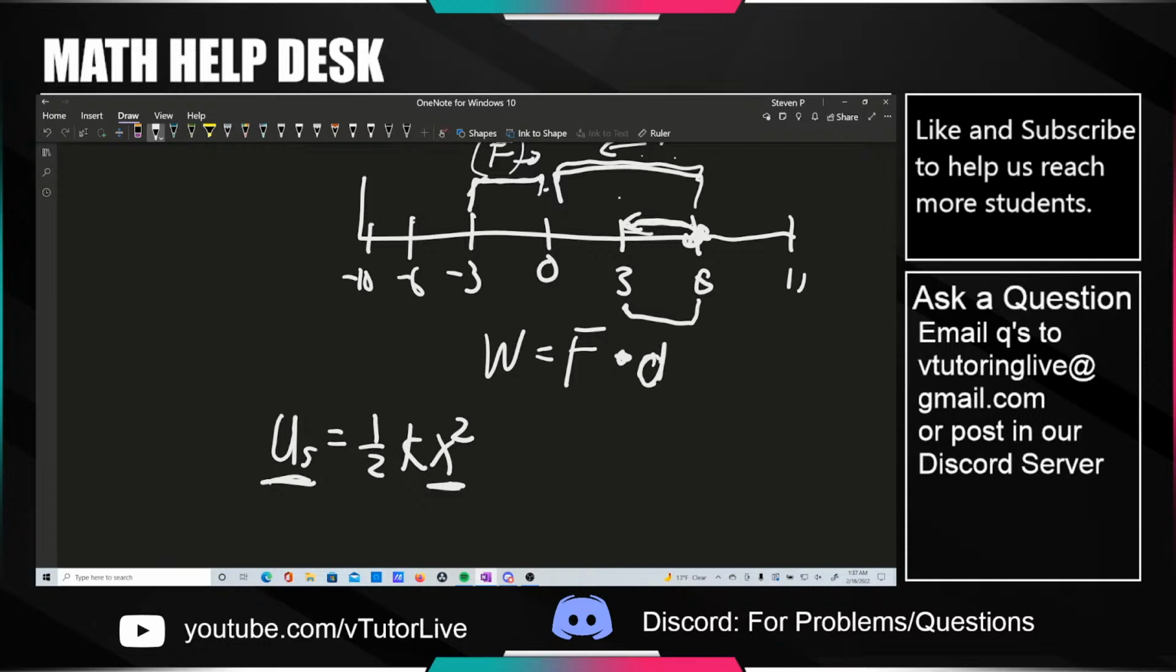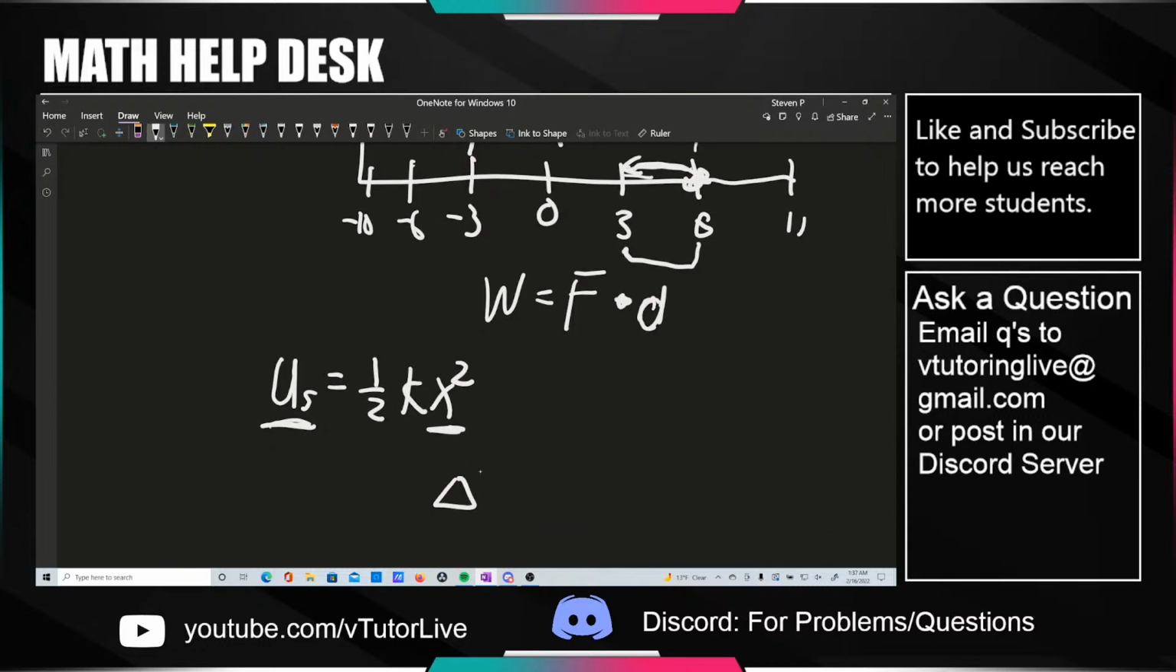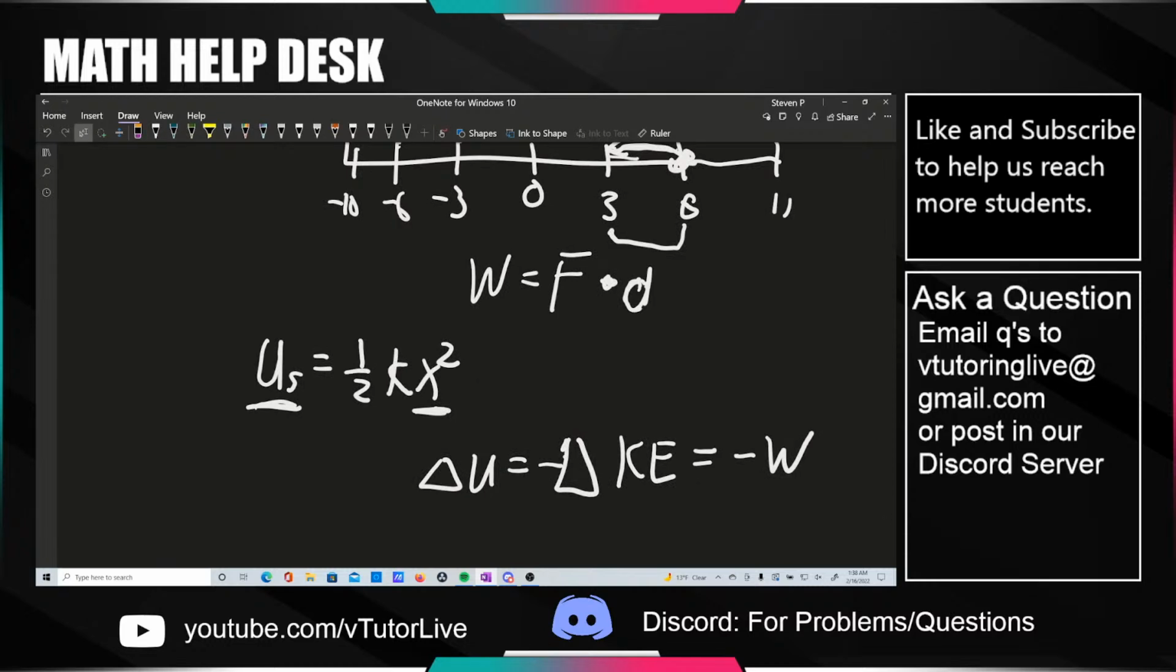And you should be able to figure out the work that way. So let's write it out, right? It's going to be delta U is equal to minus the change in kinetic energy, which is going to be equal to minus the work, something like that. Just think through your signs, right?